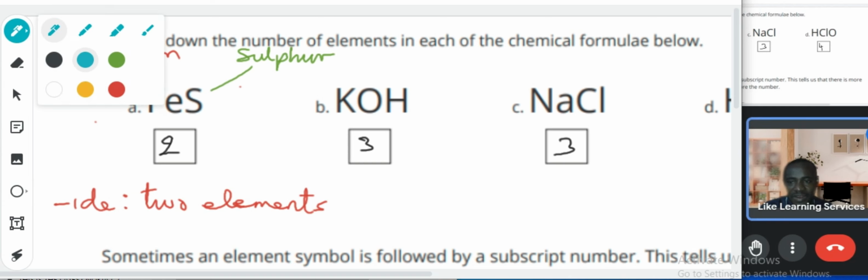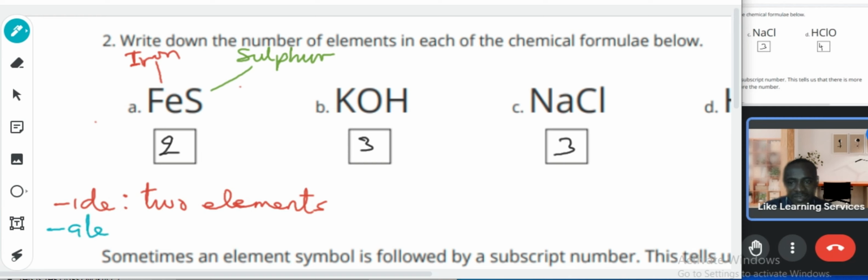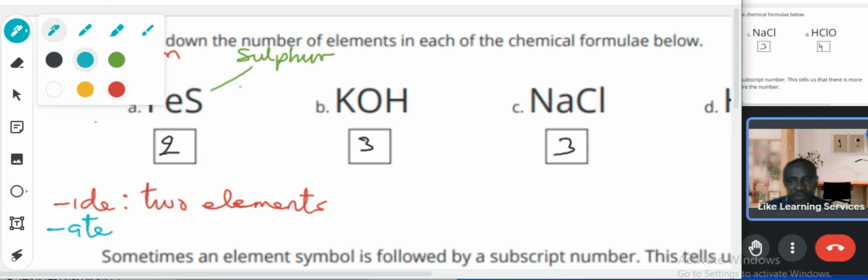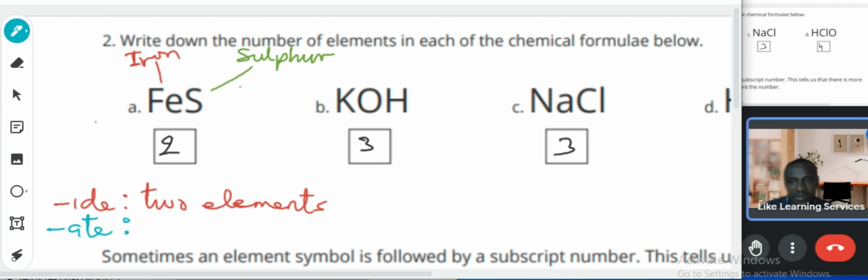Sometimes when you have three elements, you might have something like ATE. If you have ATE, one of them must be oxygen. So ATE is usually three elements, which includes oxygen.